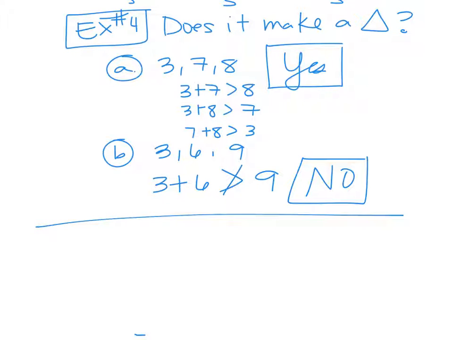So let's say this is example 5. I only have 2 more. We're almost there.